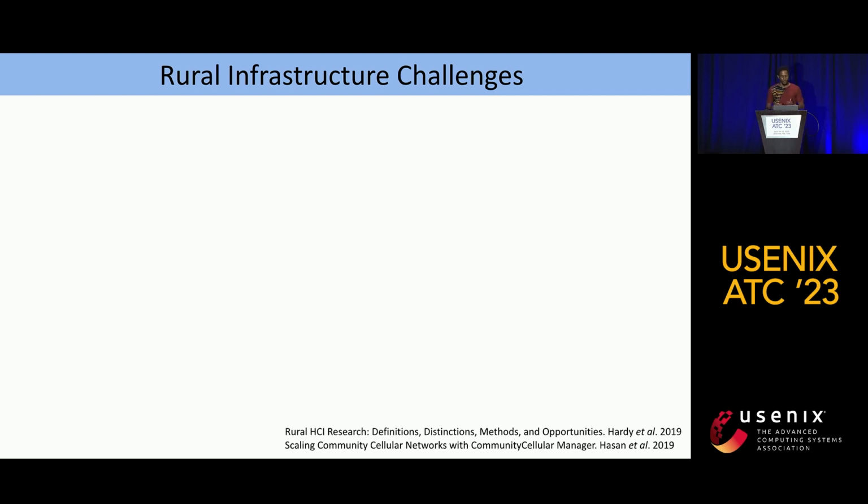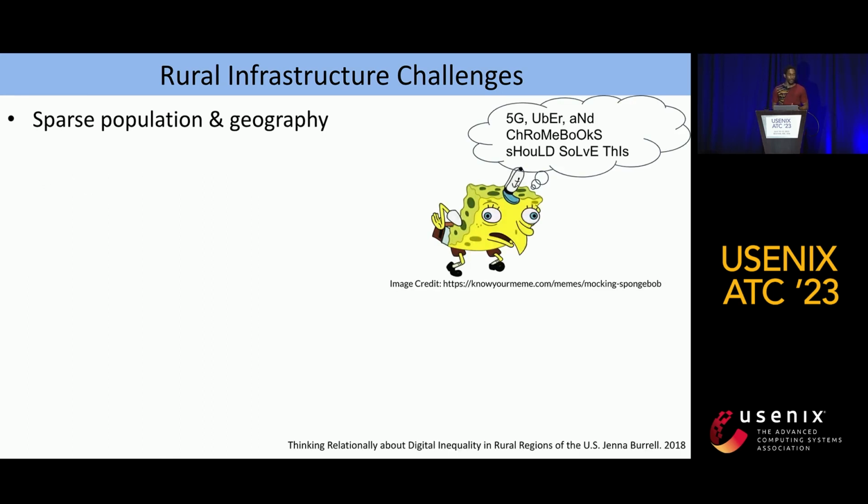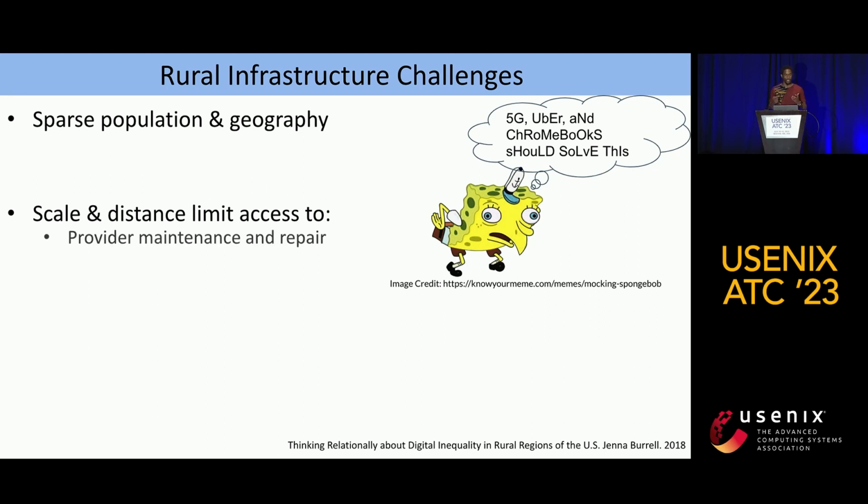Working in rural areas, there are a few infrastructure challenges that we have to deal with. That is, because of sparse population and geography, Hardy et al. list limited internet connectivity and public transportation as major challenges in rural areas. Hassan et al. mentioned reliably unreliable power as a third issue. So then, it would be a valid reaction to say, why don't we give those farmers just 5G, Uber, and Chromebooks? Well, even if we can install 5G, social science has found that because of the scale assumed in technology design, rural infrastructure tends to be less built out, more prone to breakdown, and less likely to be repaired than urban infrastructure. This forces people in rural communities to have to repair their own equipment.